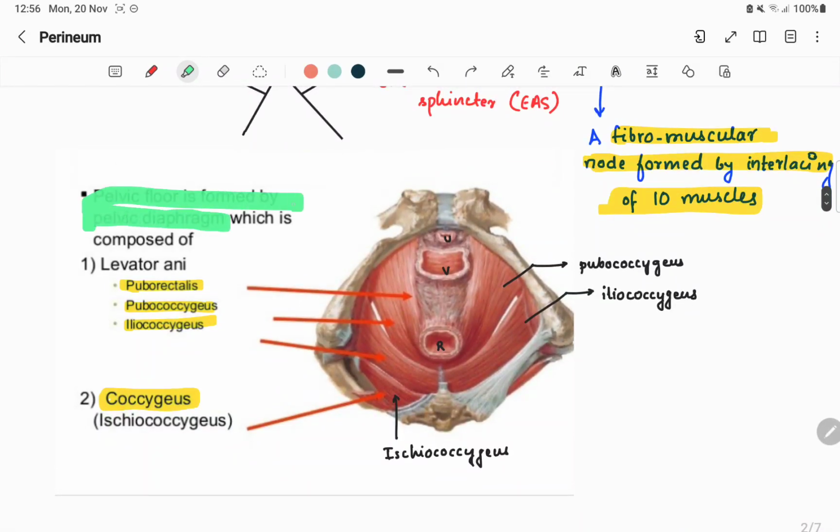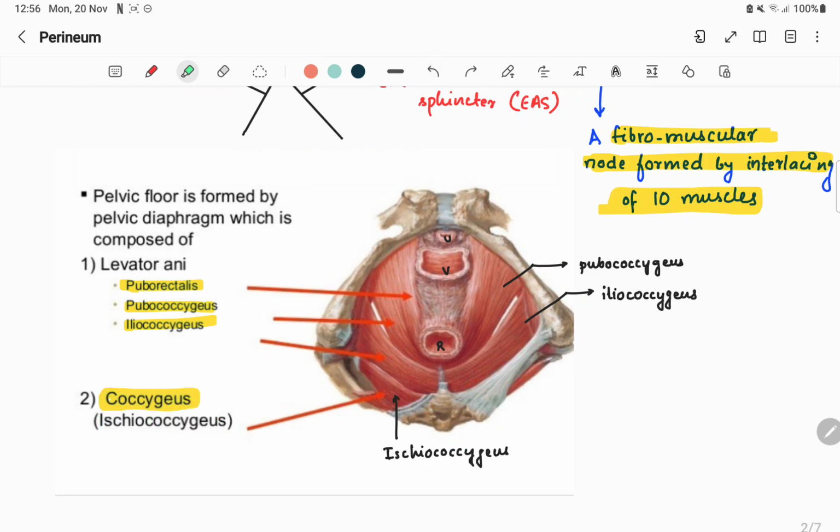The pelvic floor is formed by the pelvic diaphragm, which is comprised of your levator ani: puborectalis, pubococcygeus, and iliococcygeus. You can see here all three muscles. This muscle is the puborectalis. Then you have your pubococcygeus and your iliococcygeus muscle here. And your coccygeus, that is your ischiococcygeus, is present here.